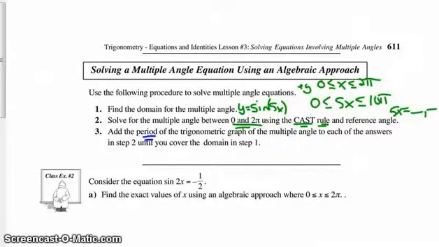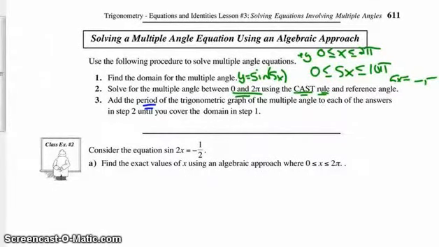Sorry, I misspoke. So in step 2, you'll solve for the actual multiple angle. You will find those first two angles for 5x between 0 and 360 or 0 to 2 pi, and then you'll actually divide by 5, and you'll get your first two answers for just plain old x. Okay?